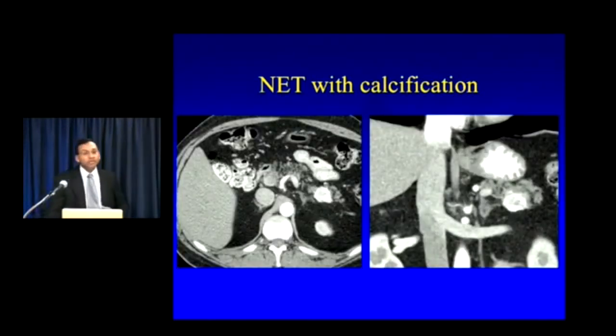Now, one of the things I always tell our residents and fellows, if you see a calcified pancreatic mass, you are not dealing with an adenocarcinoma, period. Never happens. On the other hand, this is quite common with neuroendocrine tumors. These calcifications in certain instances can be very diffuse, as in this case, or can be stippled and involve just a part of the lesion. But anytime you see a calcified solid pancreatic mass, you have to be thinking about a neuroendocrine tumor.